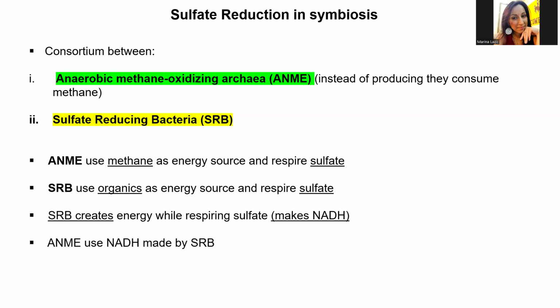Symbiosis between SRBs and ANME is very important to understand. ANME are anaerobic methane oxidizing archaea that consume methane, and they live in consortium with sulfate reducing bacteria. So ANME use methane as a carbon source and they respire sulfate. Sulfate reducing bacteria use organics as an energy source and they also respire sulfate. So this is symbiosis. SRB creates energy, like NADH, when it respires sulfate, and then ANME is using that NADH made by SRB. So I understand where ANME has benefits. What kind of benefits does SRB get from that? I'm not really sure, but it must be something. Probably ANME is making some organic compound that is delivered to SRB, but I did not tell you about that.